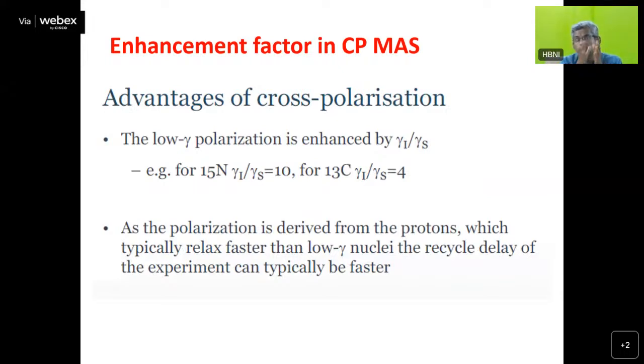So that last point which I have mentioned here also: just now I mentioned the relaxation time of the proton is quite fast. So multiple times you can excite and transfer the population to carbon-13, and we can get good signal intensity from carbon-13. As polarization is derived from the protons, which typically relax faster than low-gamma nuclei, the recycle delay of the experiment can be typically faster. We can do this transfer a number of times.